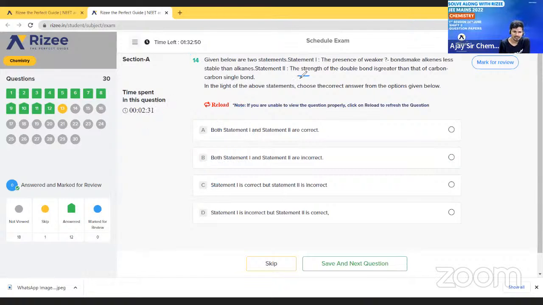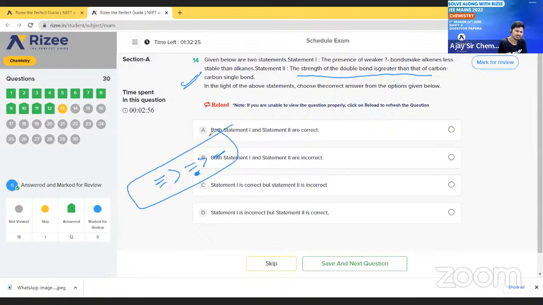Next statement: the strength of a double bond is greater than the strength of a carbon single bond. Yes, this statement is also obviously correct. Overall, when we compare triple bond, double bond and single bond, which bond is more stable? Tell me. Obviously the triple bond is more stable. These lines are also given in NCERT.